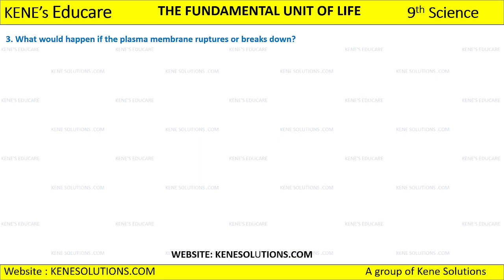What will you write? The exchange of material from its surrounding through osmosis or diffusion in a cell won't take place, and consequently the cell will die due to the disappearance of protoplasmic material. Okay, so plasma membrane is very important for the cell. It should not get ruptured or break down.